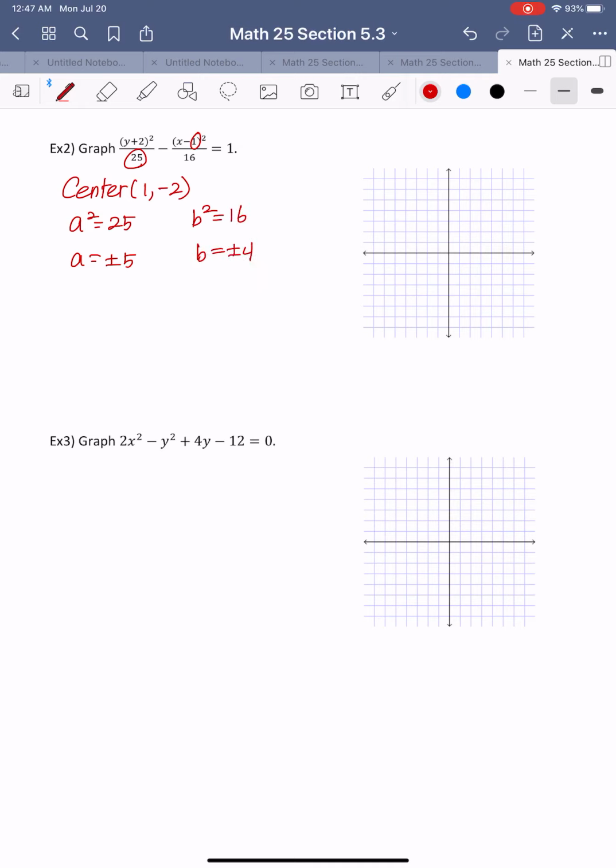So center 1 and negative 2 right here. And then you go up 5, okay? Because 25 comes with the y this time. So 1, 2, 3, 4, 5 right here. And then you go 4 to the right from the center. So 1, 2, 3, 4, right here. And then make a rectangle that goes through those points you found. And then the diagonals.